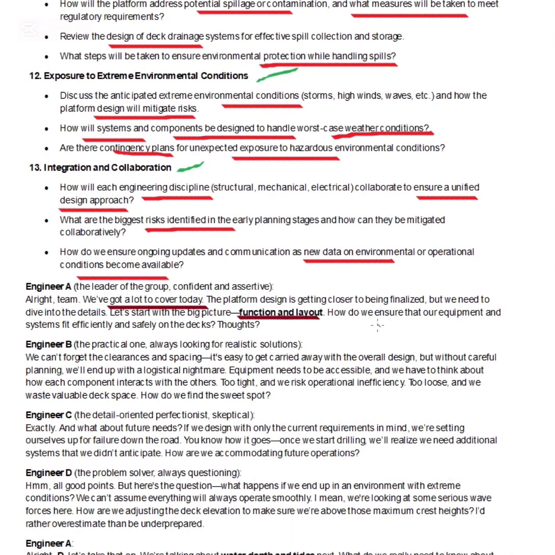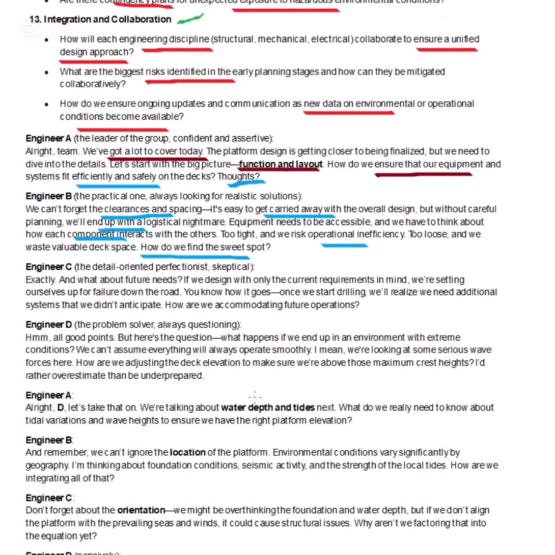That's the functional layout. How do we ensure that our equipment and systems fit efficiently and safely on the decks? Any thoughts? We can't forget clearances and spacing. It's easy to get carried away with the overall design, but without careful planning, we will end up with a logistical nightmare. Equipment needs to be accessible, and we have to think about how each component interacts with others. Too tight, we risk operational inefficiency. Too loose, we waste valuable deck space. How do we find a sweet spot?